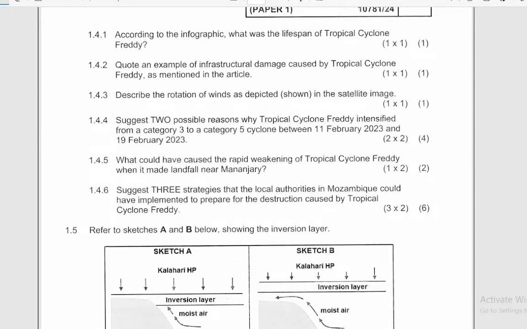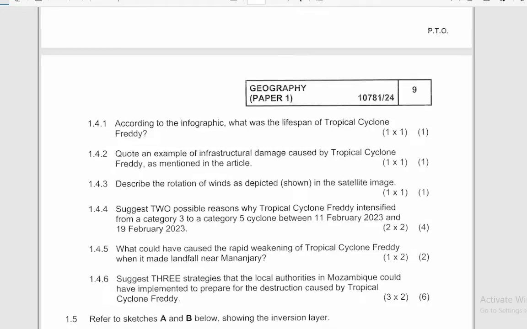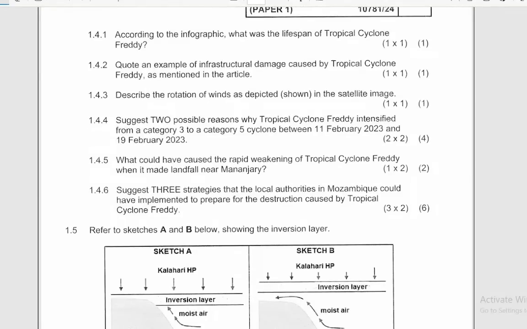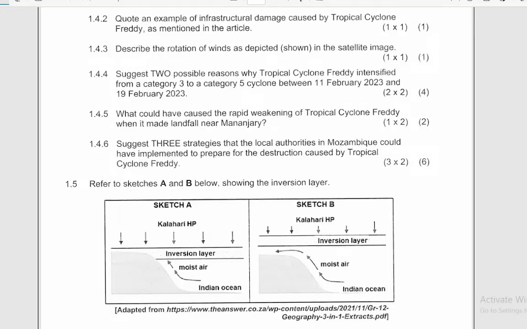Describe the rotation of winds as depicted in the satellite image. We have shown that the wind is circulating in a clockwise direction. We are in the southern hemisphere. In the north it is the opposite. Right, move on to the next question.